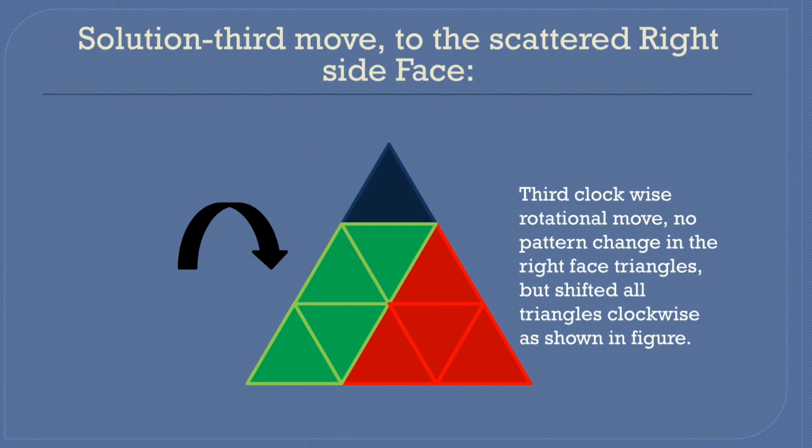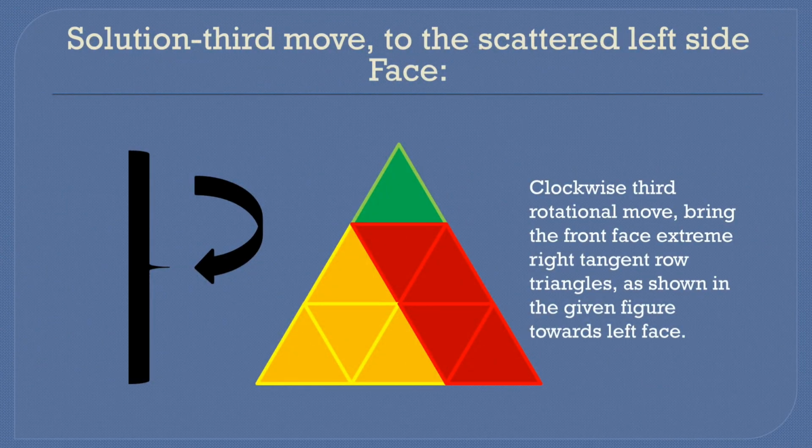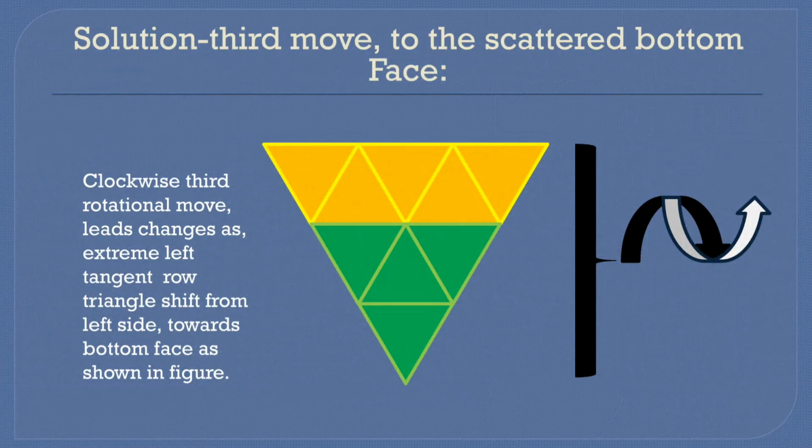clockwise, as illustrated. The third clockwise rotational move brings the front face's extreme right tangent row triangles toward the left face, as shown. This move, which is the third clockwise rotational, shifts the extreme left tangent row triangle from the left side toward the bottom face.